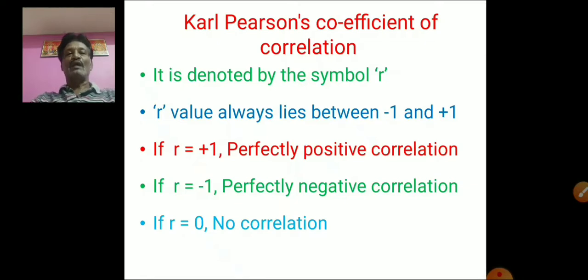Suppose you are getting a value which is not equal to plus 1, not equal to minus 1, and not equal to 0. You are getting a value in between minus 1 and plus 1. That means how do you interpret the value? If you are getting a positive value, that is positive correlation. If you are getting a negative value, that is negative correlation. But here, according to the value you are getting, you can interpret the values.